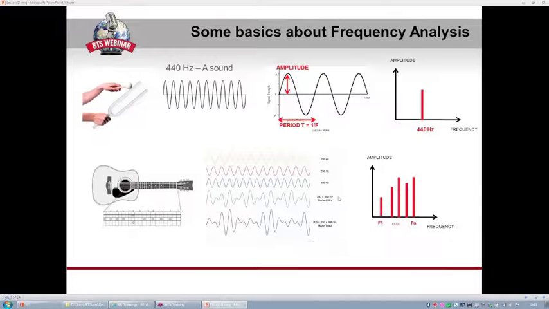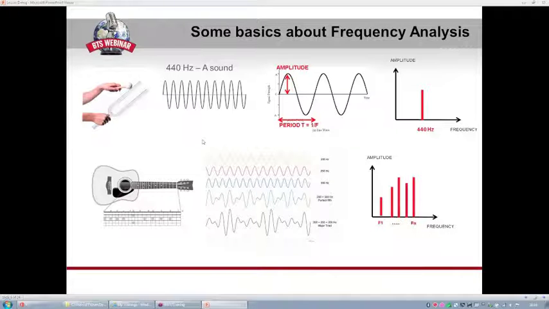Let me give you another example. A pure tone, such as the note A, for example, can be characterized by a well-specific frequency and amplitude value, and can be represented in the time domain by a sine wave of amplitude A and period T. The same information can be represented in the frequency domain as a single vertical spike of amplitude A at the frequency F of the tone.